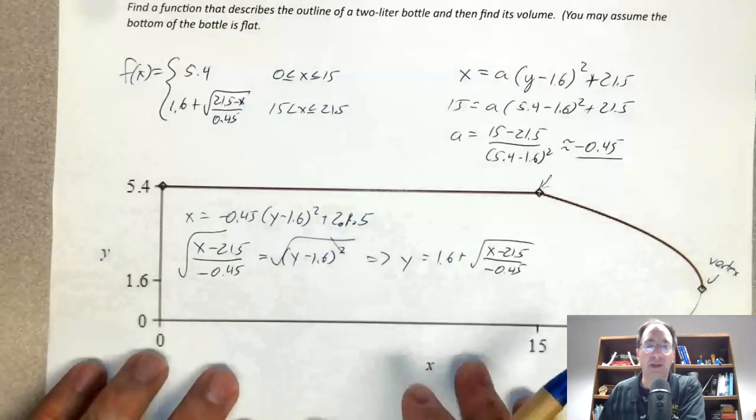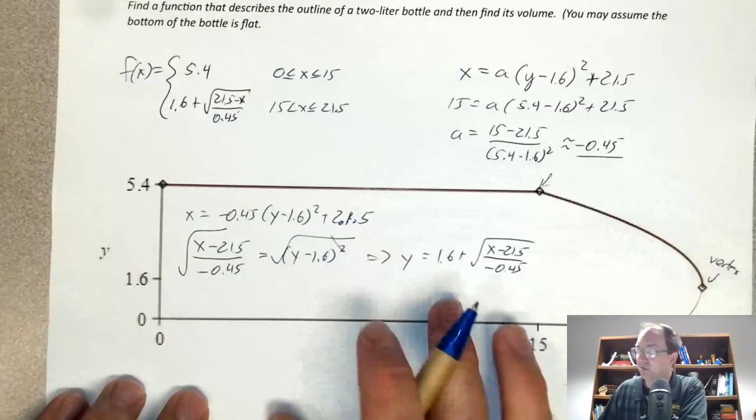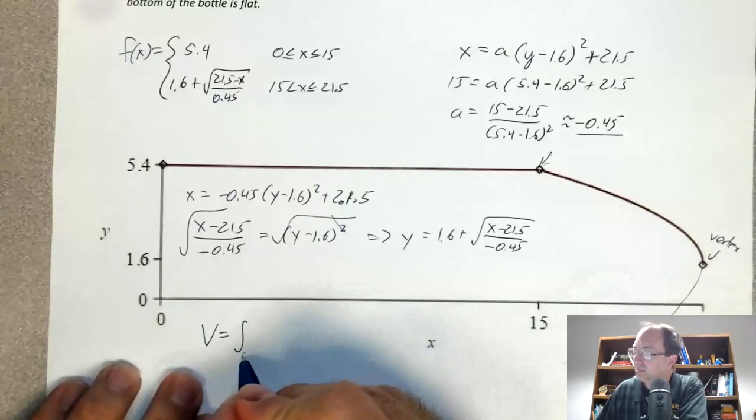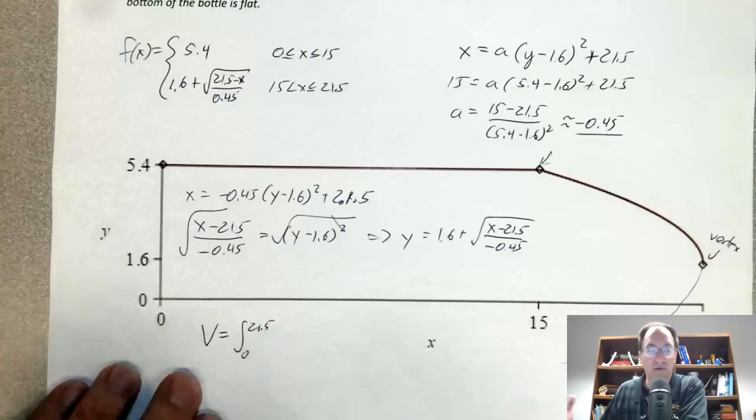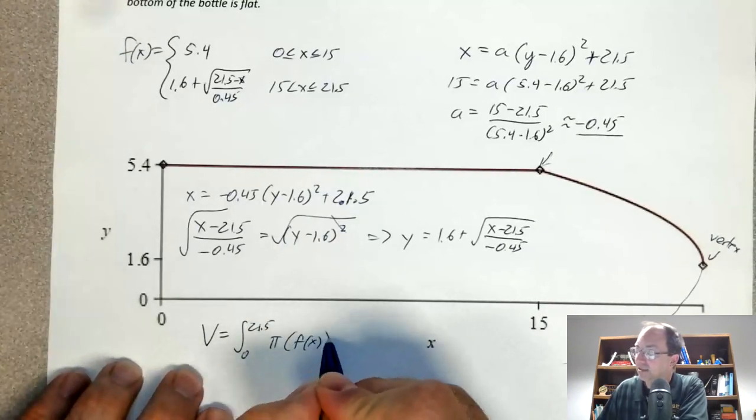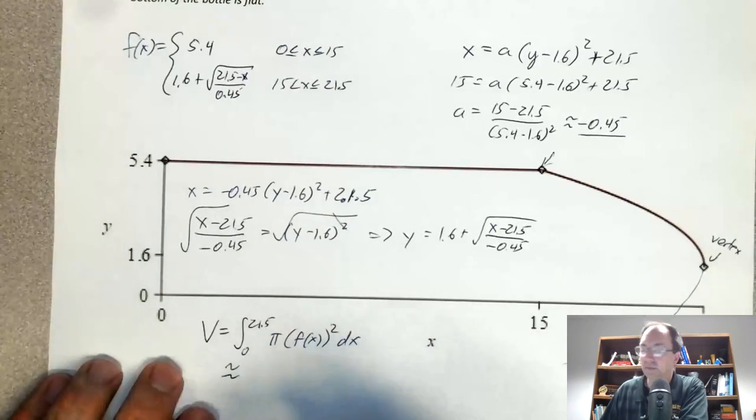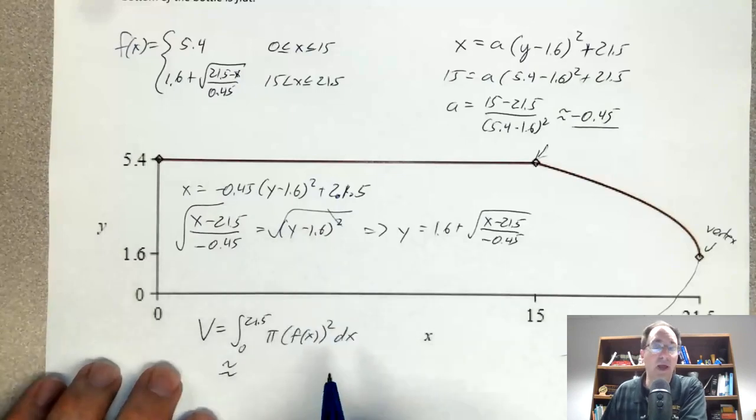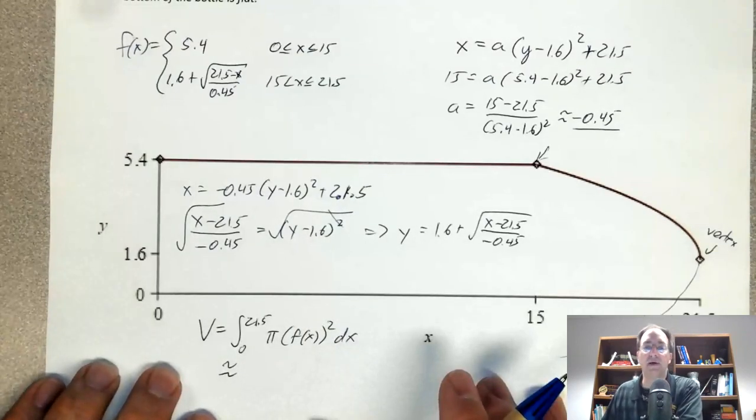And now I can use calculus to actually find the volume. Notice this is a disk method problem, so the volume should be the integral from 0 to 21.5 of the area of a circle, so pi times the radius squared, where our radius is f of x, dx. Now, we could work all this out by hand. Since we have access to a computer algebra system, we'll do that now.